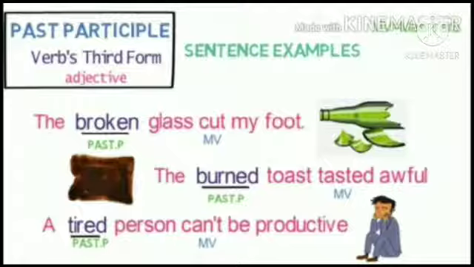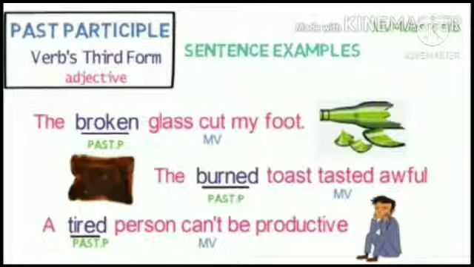Next example, the burned toast tasted awful. Now what type of toast? Burned. Therefore, it is a past participle. The third example, a tired person can't be productive. Now what type of person? Tired. So tired is acting as an adjective and is thus a past participle.